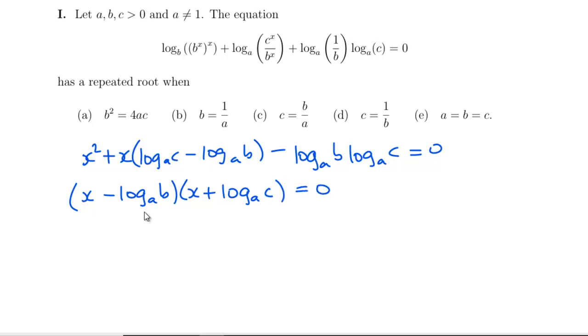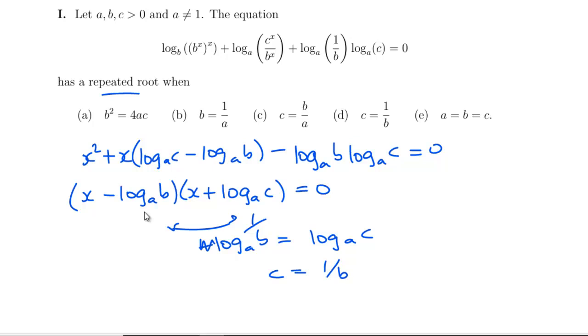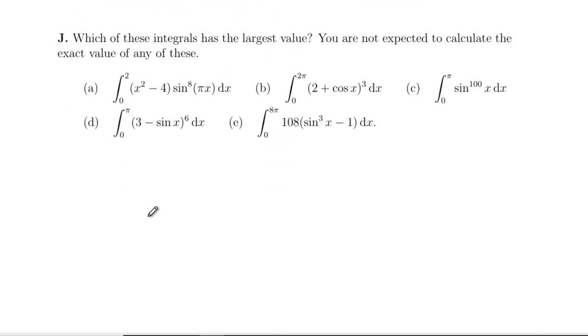And what are we even trying to do? We want a repeated root. So these things will have to be the same as each other. So we get a repeated root when minus log base a of b equals log base a of c. So that would mean, well, we get rid of the minus. That's 1 over b. So we need that c is 1 over b, which is d. Excellent. Right, that wasn't too bad. And then the last one, J.